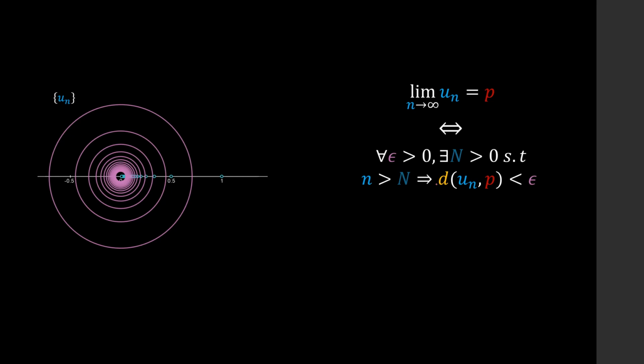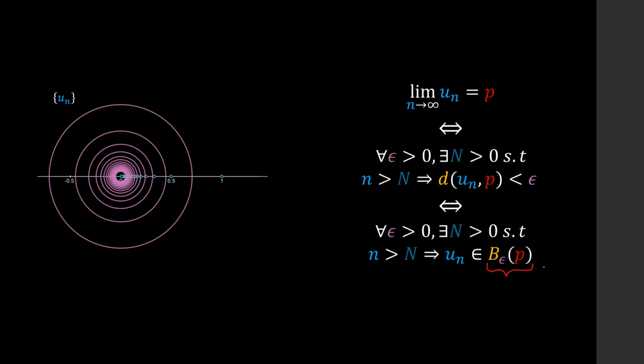Another way to write this is using the notion of neighborhoods. We call them open ball neighborhoods in metric spaces. Neighborhoods are much more general, and we'll talk about them when we look at topological spaces. An open ball neighborhood is basically all the points that satisfy this inequality here. We're saying that u_n is in the neighborhood of p, which just means that the metric distance between u_n and p is smaller than epsilon. These neighborhoods are exactly these circles here. All the points inside these circles form a neighborhood of p, and that neighborhood has radius epsilon.